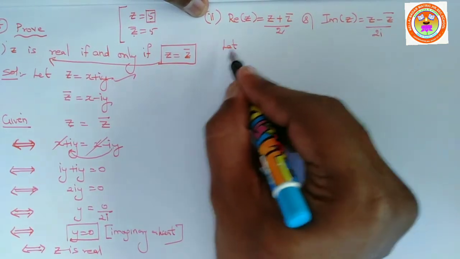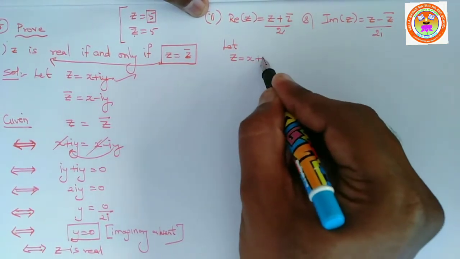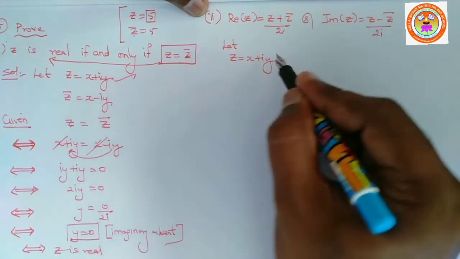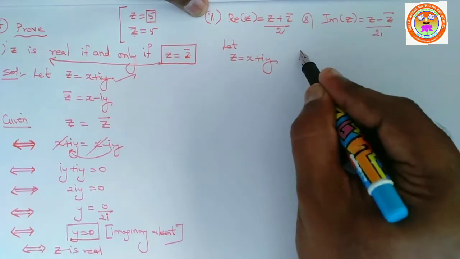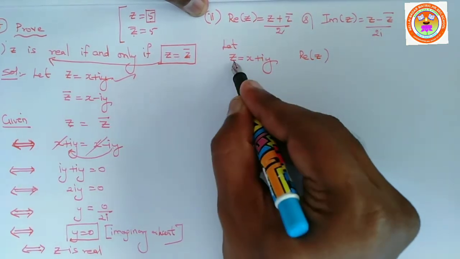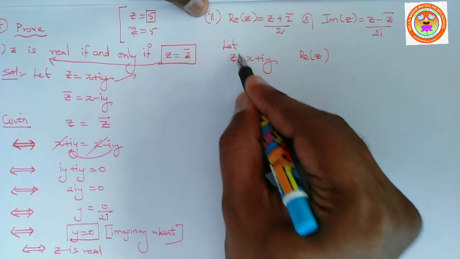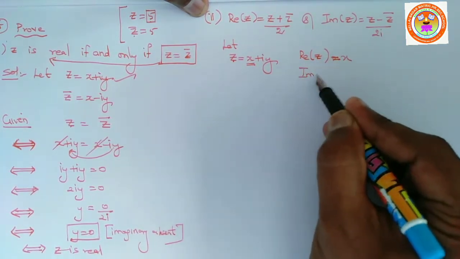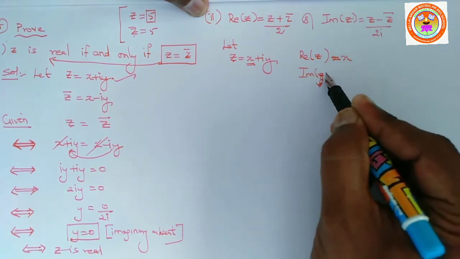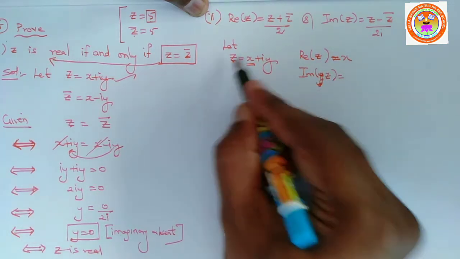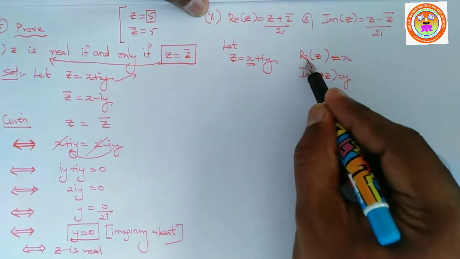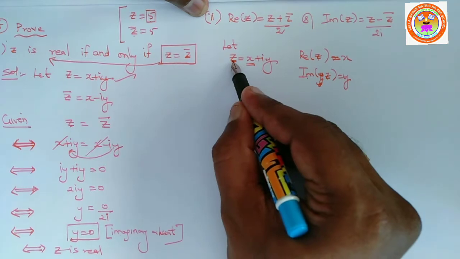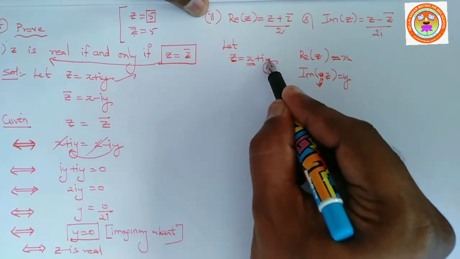Let z is equal to x plus iy. In this, what is the real part of z? Real part of z is nothing but x. Next, what is the imaginary part of z? Imaginary part of z is nothing but y. Real part of z is x, and imaginary part of z is y.